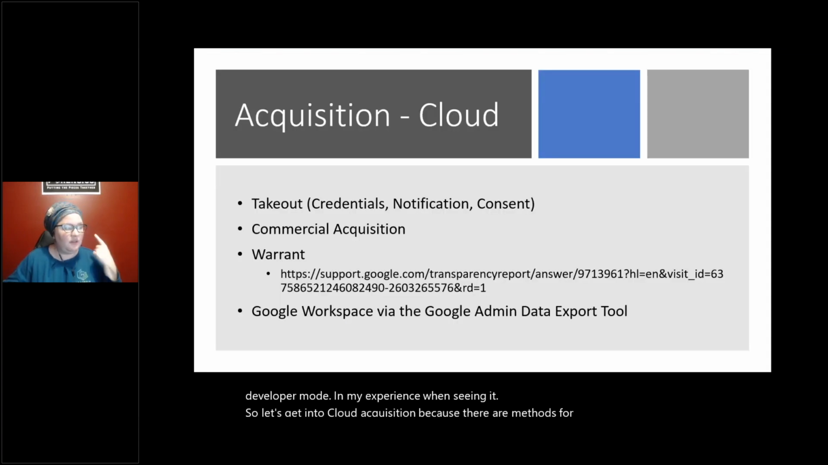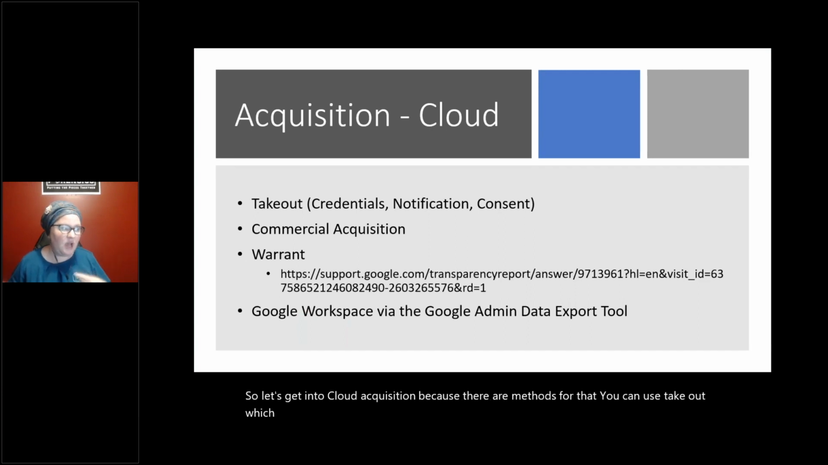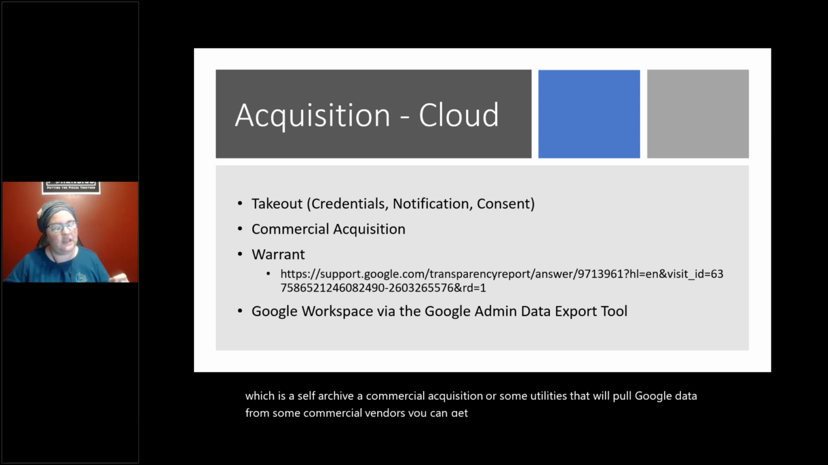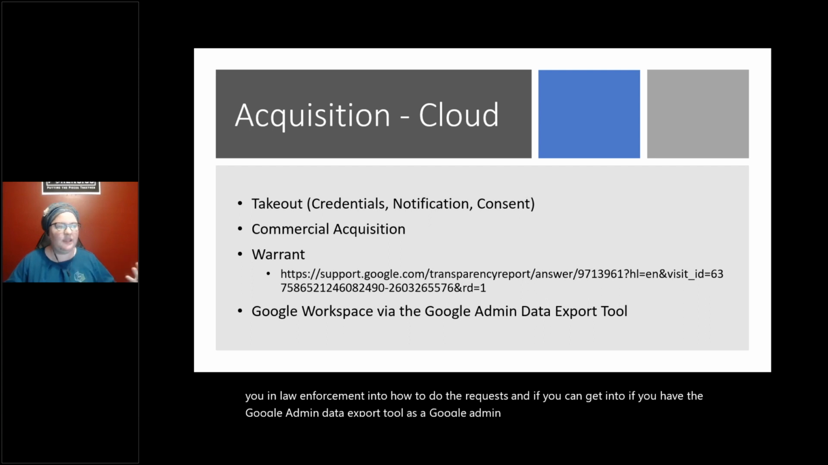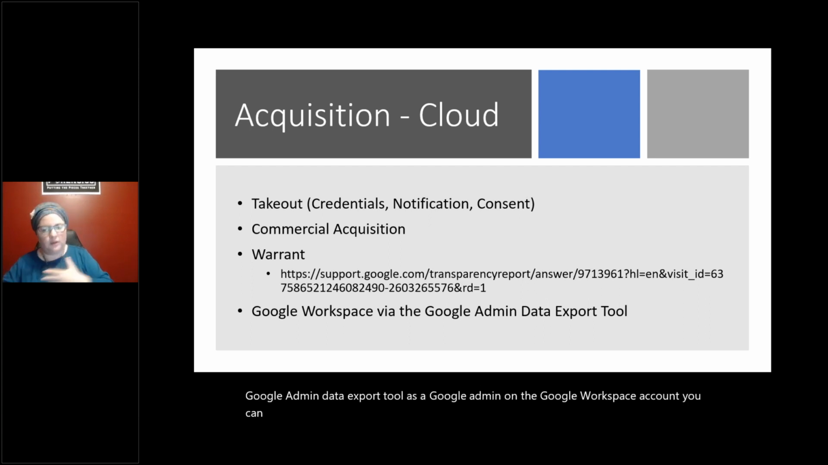You can use Takeout, which is a self-archive, a commercial acquisition, or some utilities that'll pull Google data from some commercial vendors. You can get a warrant return. I have the link there for those of you in law enforcement on how to do the request. And if you have the Google Admin Data Export tool as a Google admin on a Google Workspace account, you can do the Google Workspace Takeout.